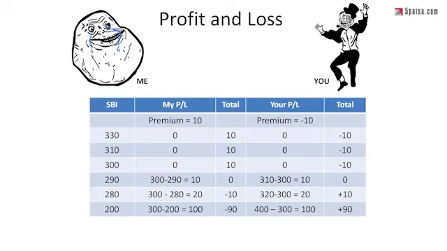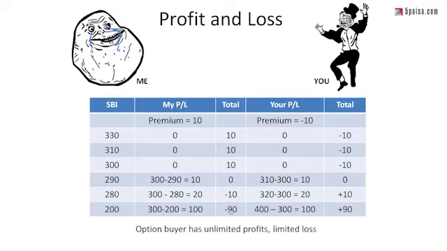Now again at 280, the buyer makes 20, loses 10 premium. The seller loses 20, makes 10 premium. So that is plus 10 and minus 10 right here. And finally at 200, the buyer makes 100, loses 10 rupee premium, which is 90. And the seller loses 100 and makes 10 rupees, which is a loss of 90, right?